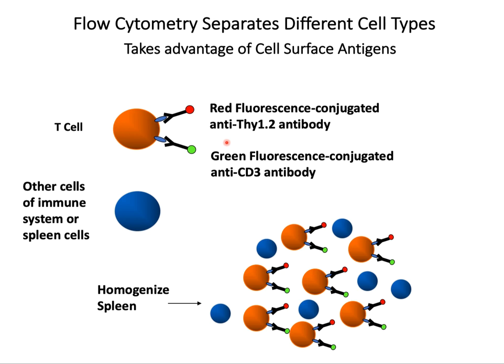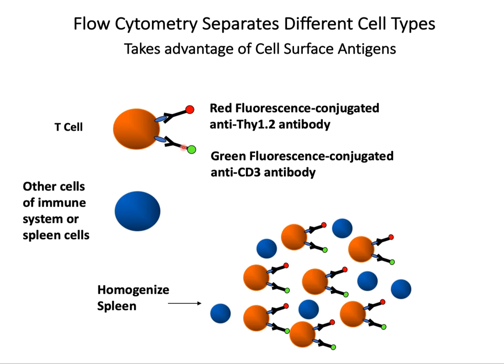spleen. The first step is to homogenize the spleen using disrupting agents such as proteases, we talked about it, like collagenase and trypsin, and calcium chelators like EDTA, and you end up with the heterogeneous population of cells. Then you use a fluorescent antibody that specifically binds to Thy1.2 and CD3. In this case, this is a red fluorescence conjugated anti-Thy1.2 antibody and a green fluorescence conjugated anti-CD3 antibody.